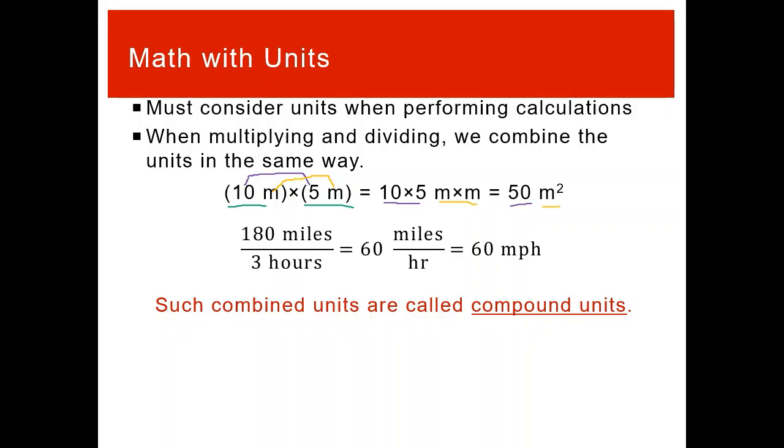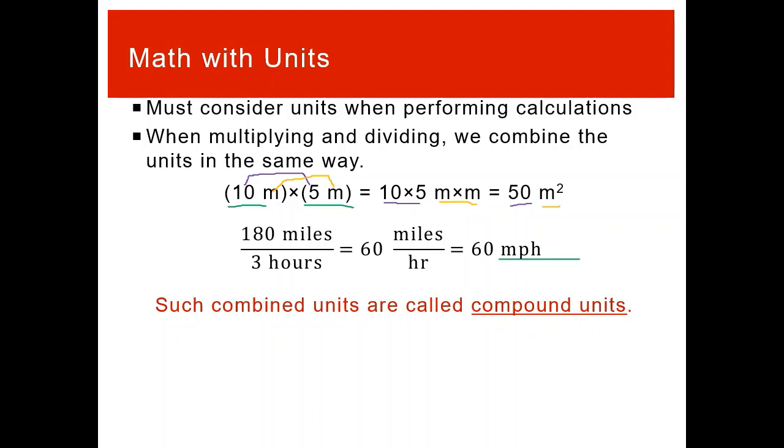We use the fact that a value multiplied by itself is squared. So you can kind of see that these units work a little similar to variables in an algebraic expression. Similarly, 180 miles divided by 3 hours. The 180 divided by 3 is 60. Miles divided by hour gets its own special name that we use, mph, miles per hour.